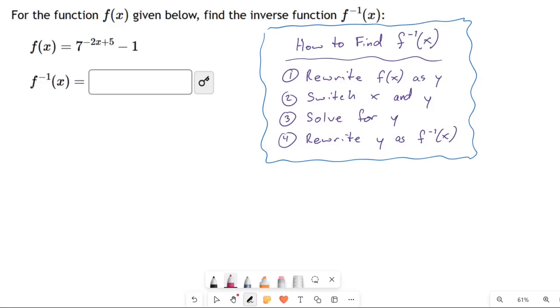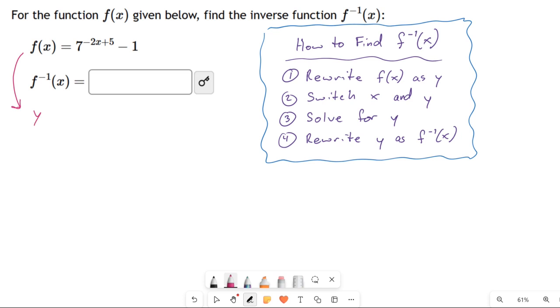We're going to find the inverse of this function right here, f of x. It's an exponential function. I need to find the inverse of it. And the nice thing about inverses is no matter what the equation is, your method is basically the same. It's these 4 steps every time. So I'm going to follow those 4 steps here.